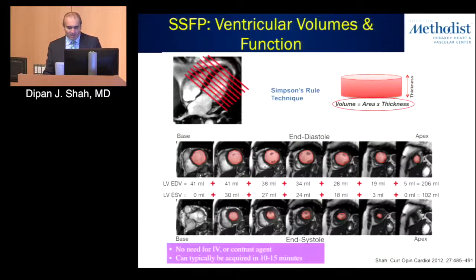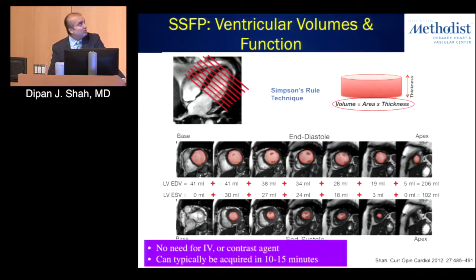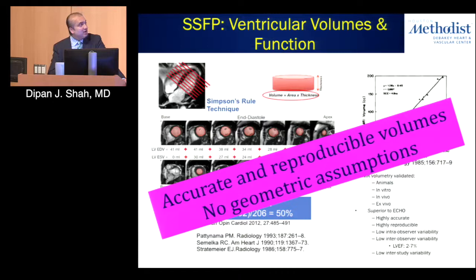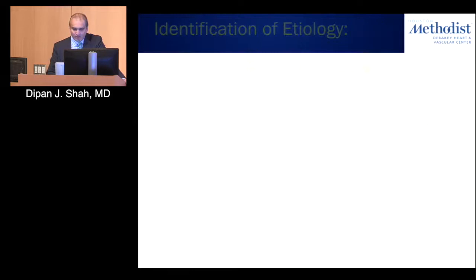Okay, so how do we obtain LV function? We do a series of short axis slices from the base of the heart all the way down to the apex. You can see here in this heart, there are about 7 or 8 slices. Then we contour the endocardium in diastole, and do the exact same thing in systole. When you summate these, you get end-diastolic volume, end-systolic volume, stroke volume, and ejection fraction. Again, the beauty of this technique is that no geometric assumptions are being made. And in fact, there is fairly good validation data, both in vivo as well as in vitro, showing good accuracy and precision of CMR measurements of LV function.